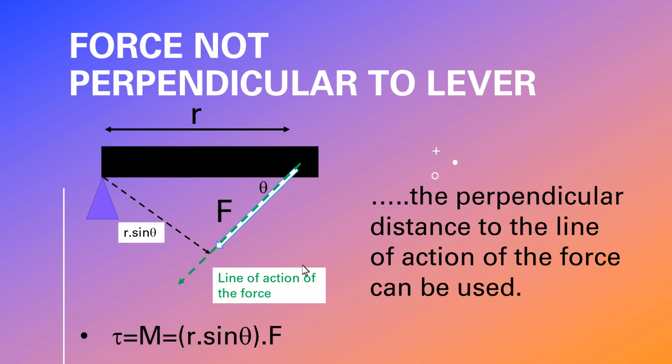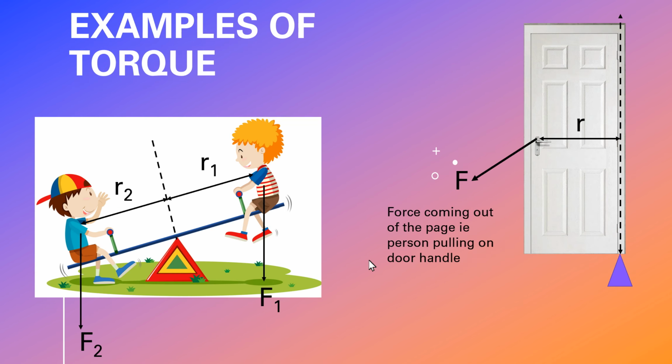Now, alternatively, we can think of it as being the perpendicular distance to the line of action of the force. So here is the force here. I've drawn in the line of action of the force in the green, and then I've got the perpendicular distance between the pivot and that line of action. So what I'm really getting is that R sine theta times by the force.